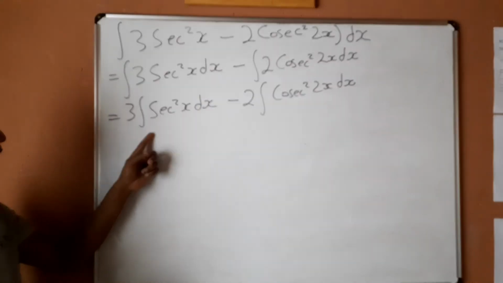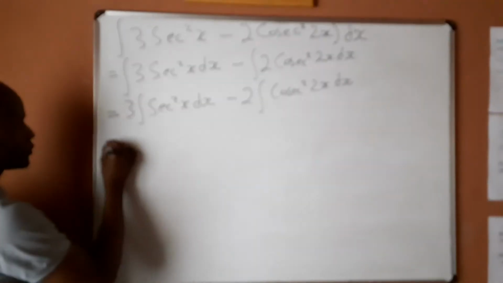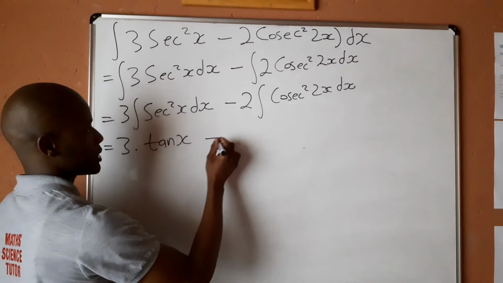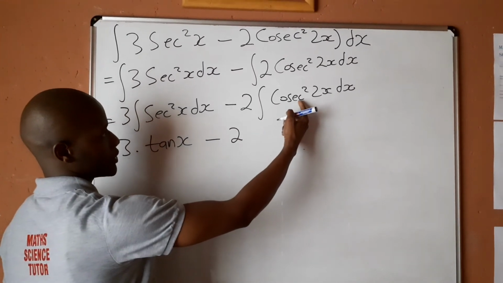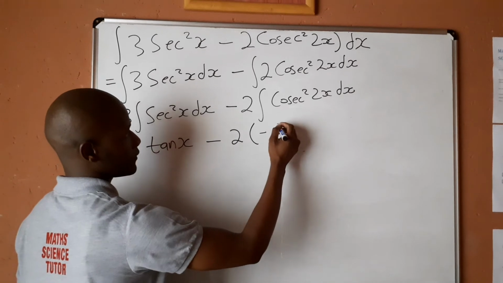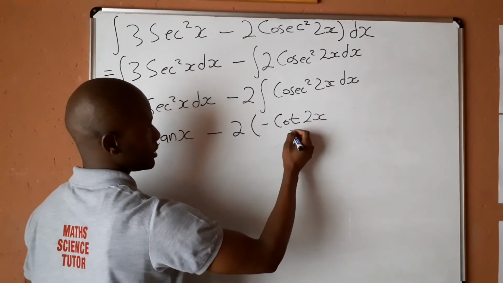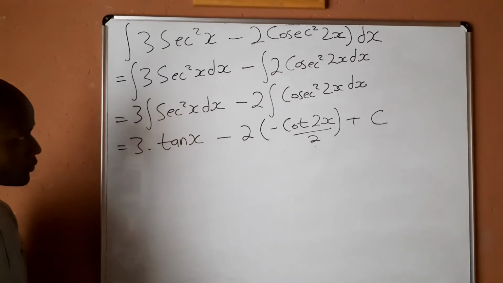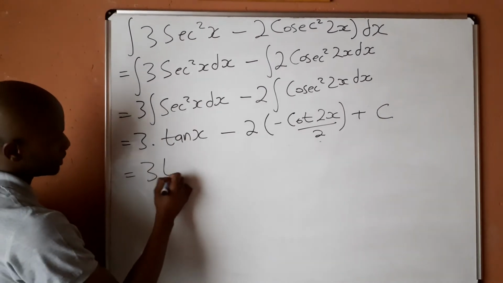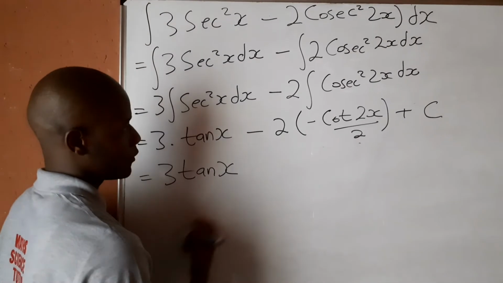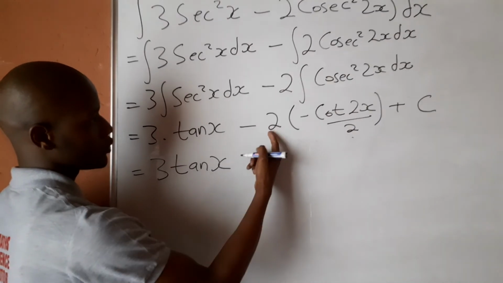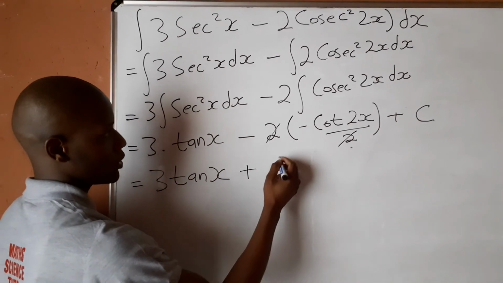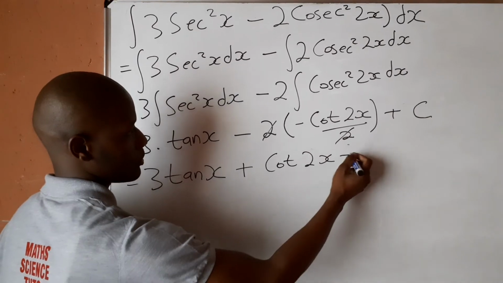So when we integrate sec squared x dx, it is going to be 3 times tan x, minus 2. When we integrate cosec squared 2x dx, it is negative cot 2x divided by 2 plus c, which is going to be 3 tan x. Therefore, negative times negative is positive. 2 divided by 2 is 1, so 2 is going to cancel 2. Negative times negative is positive. Cot 2x plus c.